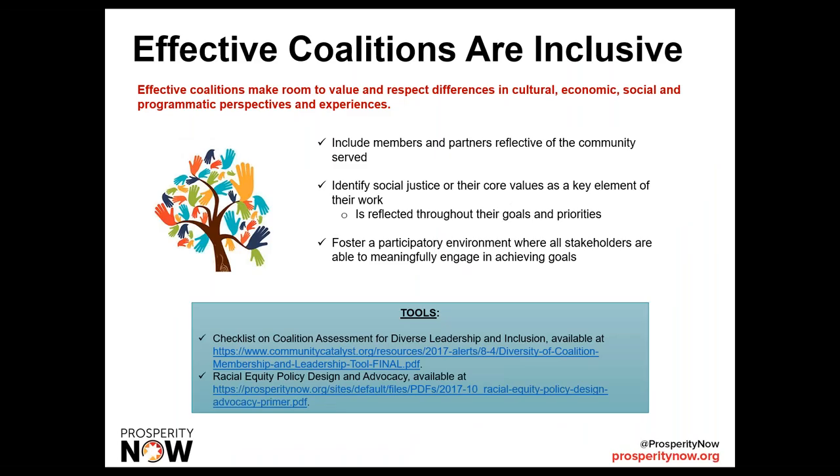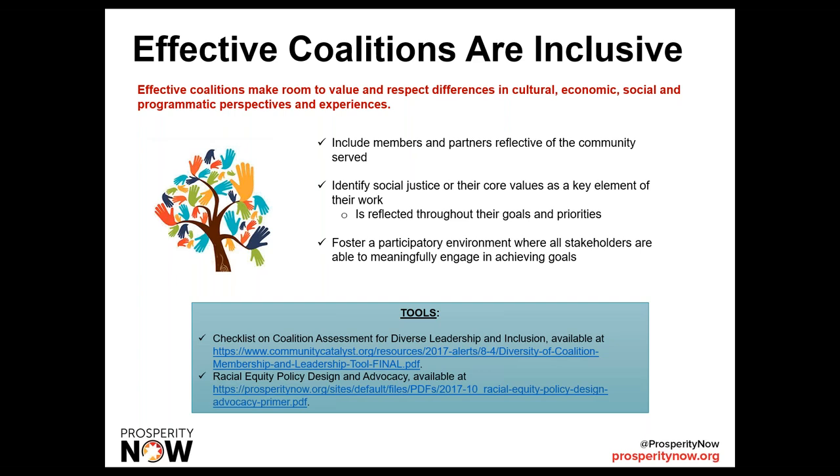The next slide talks about how effective coalitions are inclusive. So one thing to make sure that we are stepping back and asking ourselves is, are we valuing and respecting differences in cultural, economic, social, and programmatic perspectives and experiences in the spaces that we are creating? Are we including and actively engaging and providing space and respect to members and partners that are reflective of the community served? Are we thinking about barriers to engagement? Does it take extra time? Do people need stipends? Are the times that you're holding meetings stopping some people from engaging?